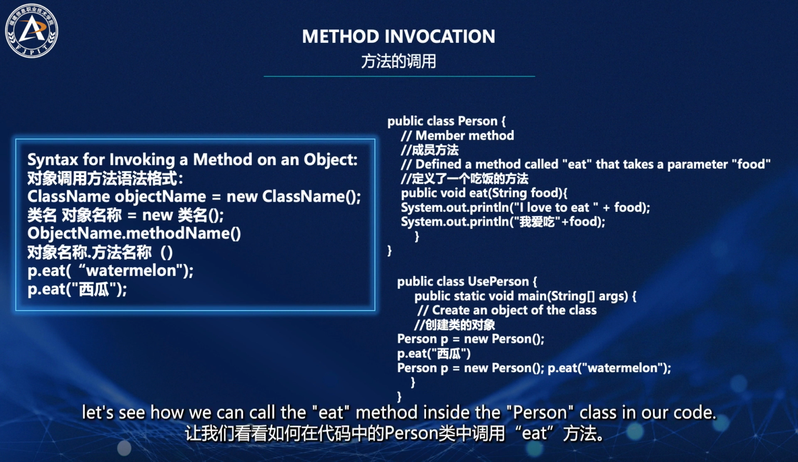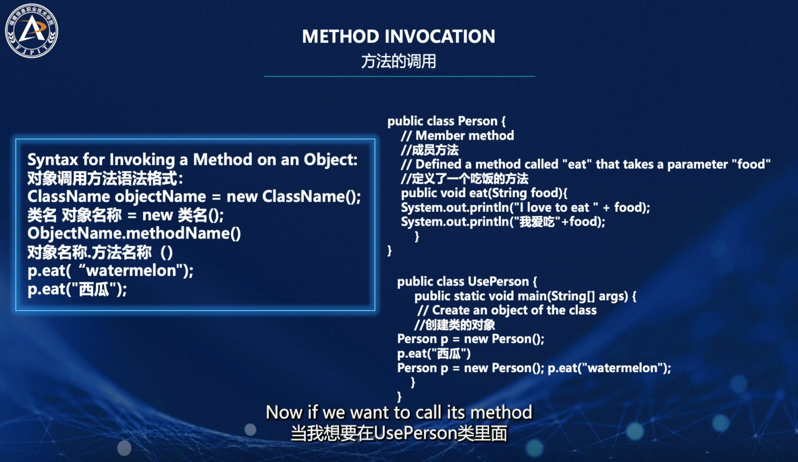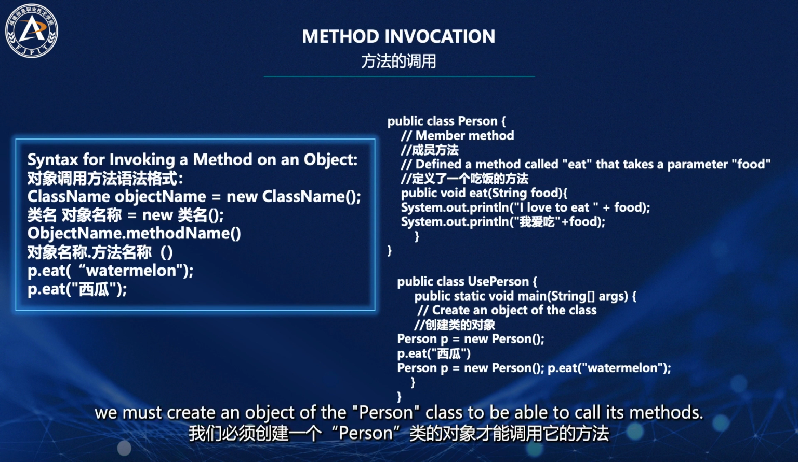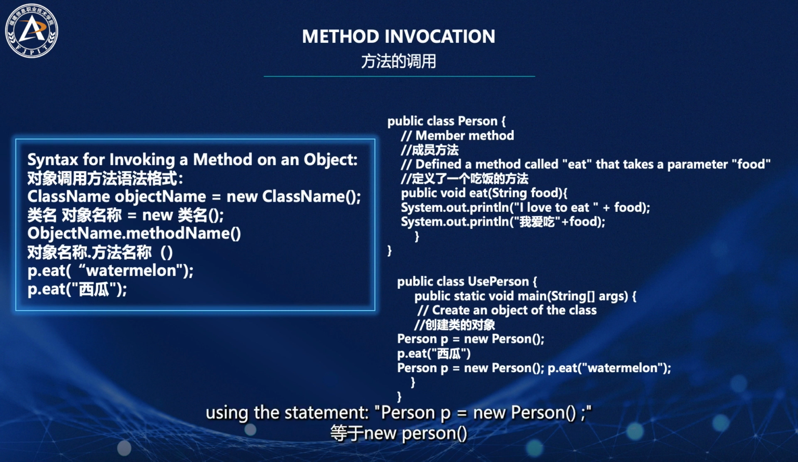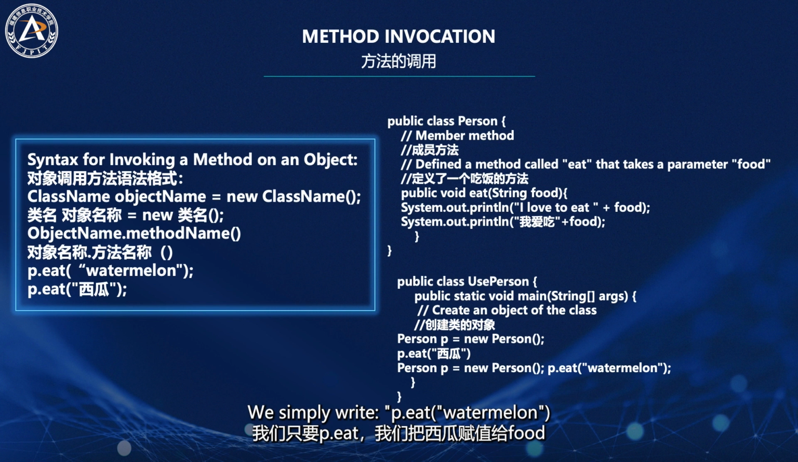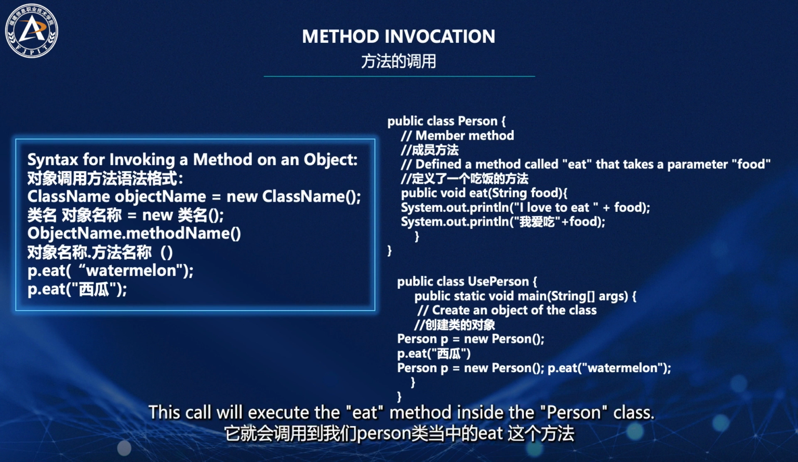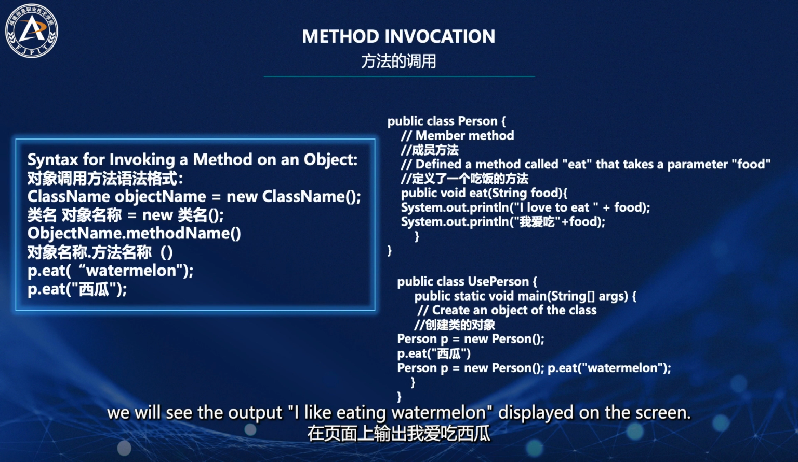Next, let's see how we can call the eat method inside the Person class in our code. First, we have already defined the Person class. Now, if we want to call its method, we need to create an object. Remember, we must create an object of the Person class to be able to call its methods. So, we define a Person class object. Let's say p, using the statement Person p equals new Person. Now, the object is created successfully. How do we call the method inside it? We simply write p.eat("watermelon"). This call will execute the eat method inside the Person class. As a result, we will see the output, I like eating watermelon, displayed on the screen.